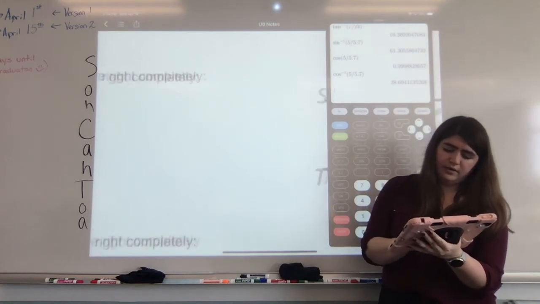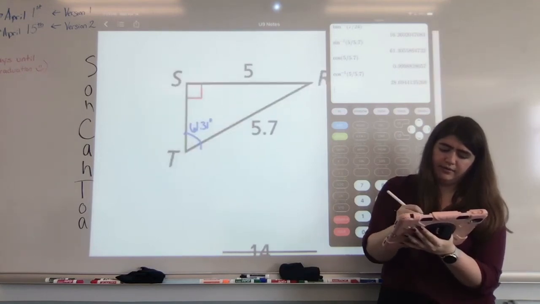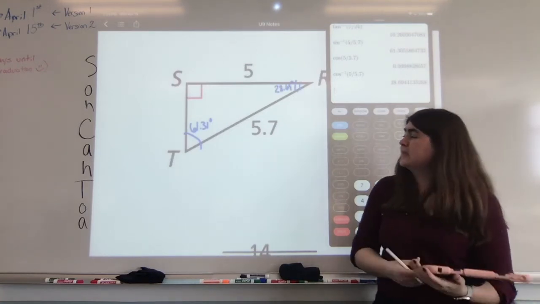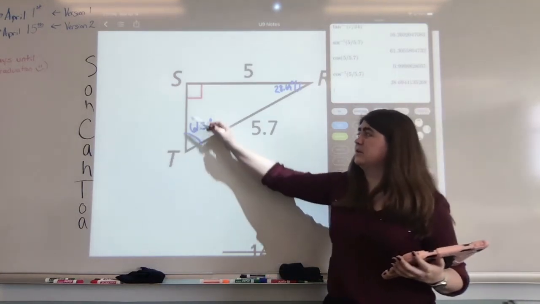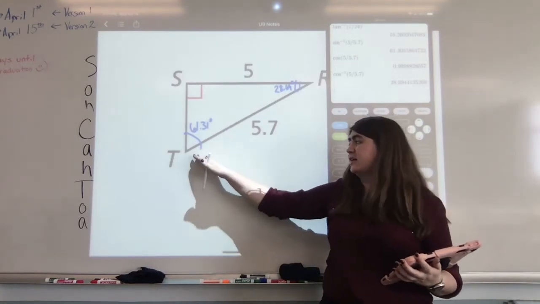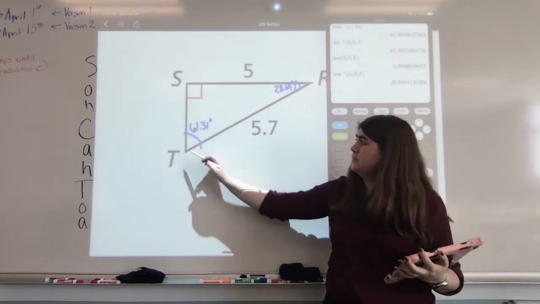All right, so I have 61.31 degrees, and I have 28.69 degrees. I'm now going to use one of those two angles to solve for my missing side, which is ST. I'm just going to choose to use angle T on this one. There's no reason in particular, I'm just choosing that one.